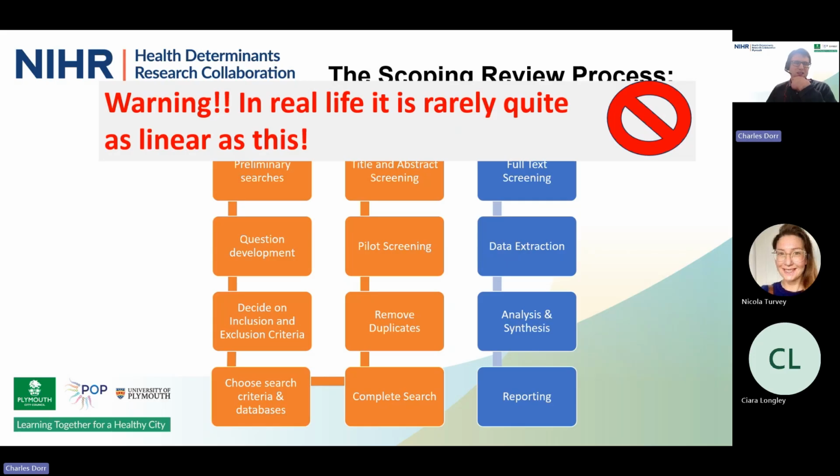So, you will start your question development before you do your preliminary search, because you'll have some idea of what your research question is, even though your preliminary search may affect that question. Quite often, data extraction and analysis end up getting somewhat combined, because you can't help analyzing stuff while you're extracting data. So yeah, this linear model gives an idea of how a scoping review takes place, but it can be a little more messy sometimes.